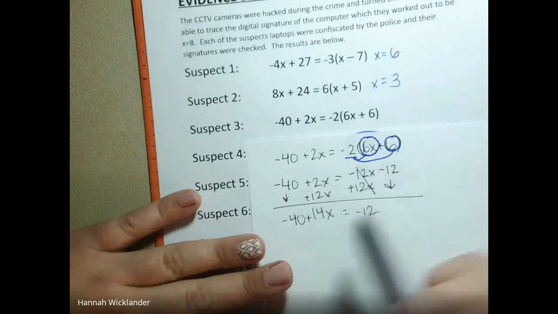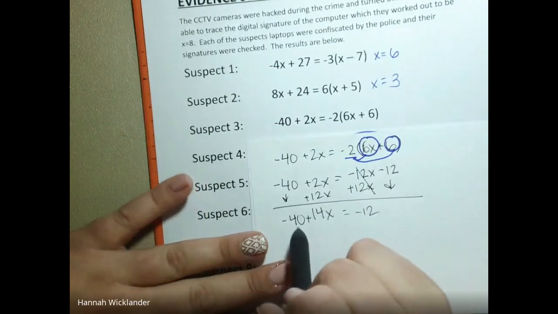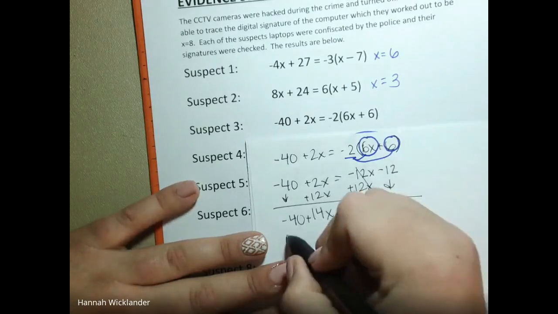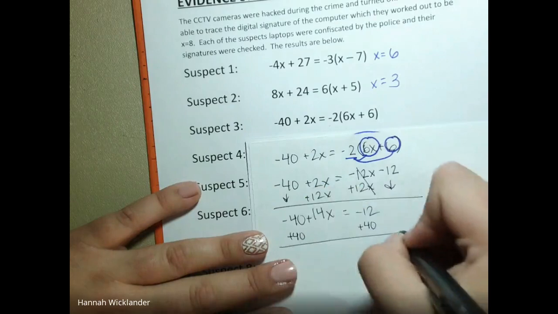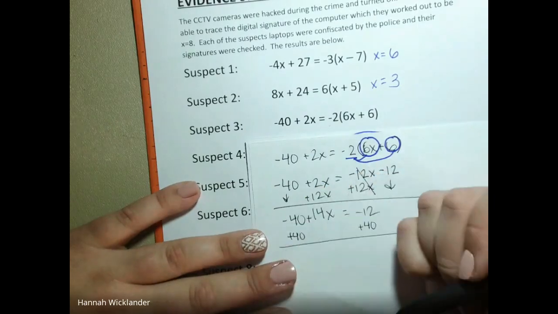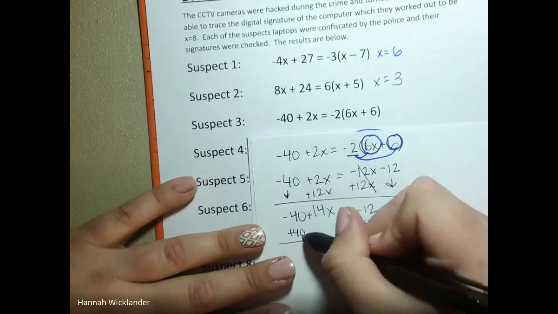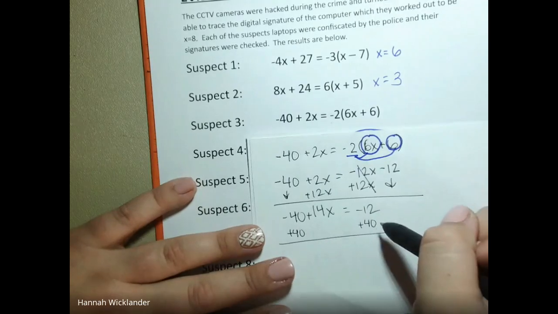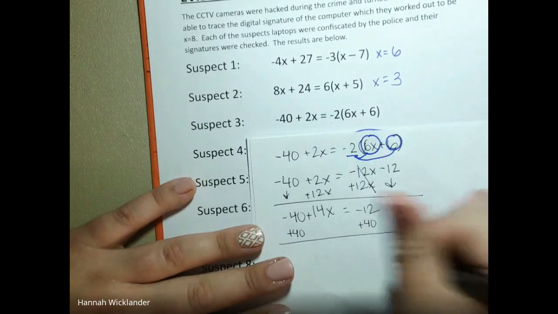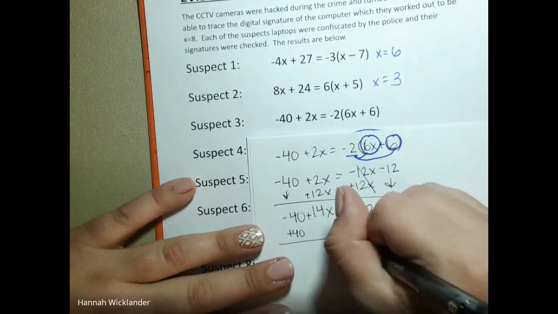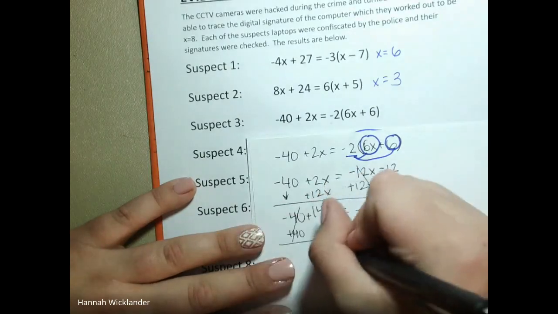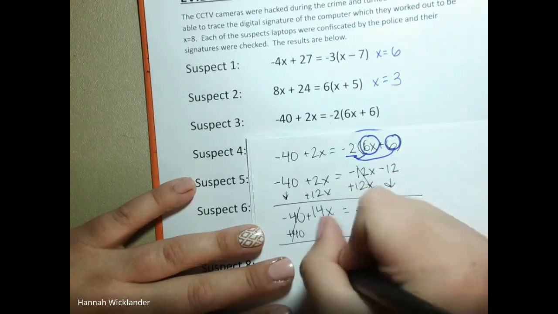And now I want to get the x by itself. So I'm going to move my number to the other side by doing the opposite. So the opposite of subtraction is addition. And what I do to one side of the equation, I must do to the other. So -12 plus 40 gives me 38. And then these cancel, and I bring down my 14x.